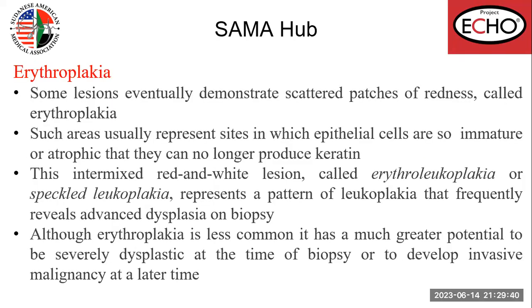Another one of the premalignant lesions is erythroplakia. Sometimes they start as leukoplakia and eventually demonstrate scattered patches of redness, and this might be called speckled leukoplakia if it is not completely red, and if it's completely red, it is called erythroplakia.